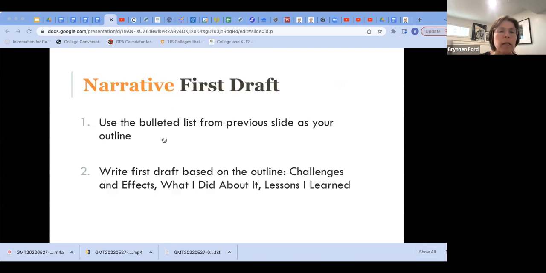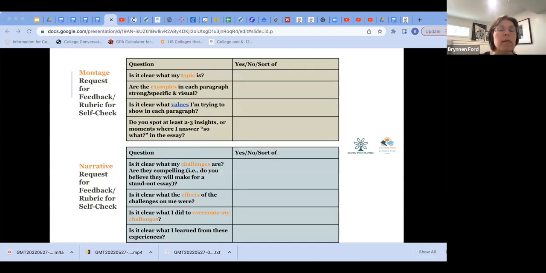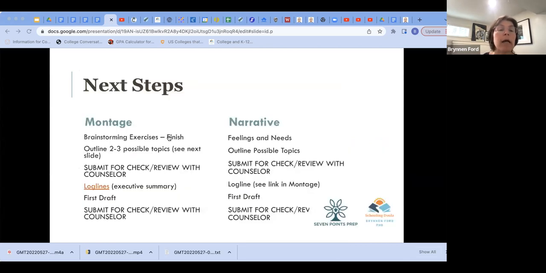Okay, and so then we've got narrative, and this slide offers a chance for you to check through, or you could request feedback from a peer. I did send the phone numbers and the email addresses to people who are willing to share. So you could contact somebody else from the group, or you could contact a family member or me and ask for feedback on those things. And so your next steps are to, if you haven't already, do the brainstorming exercises, but I think most people have. Go find your brainstorming exercises because they'll definitely help you. If you're thinking about doing narrative, do the feelings and needs brainstorming exercise first.